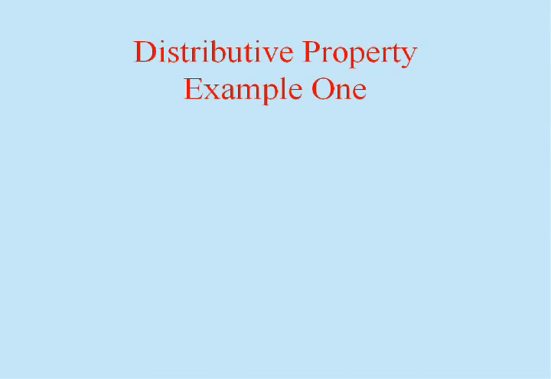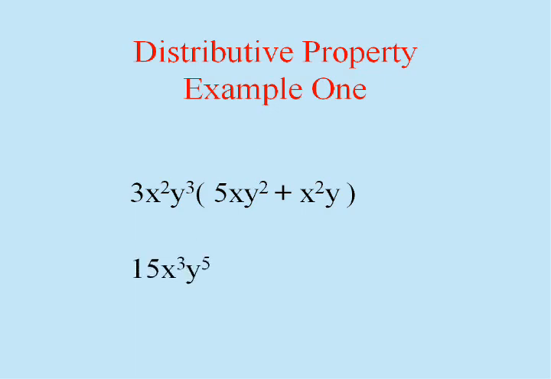Let's distribute this 3x squared y to the third to both of the terms in the parentheses. When I multiply these two, keep in mind that that's an x to the 1st. So I'm going to multiply the numbers 3 times 5, that's 15, x to the 2nd times x to the 1st, I add exponents, and y to the 3rd times y to the 2nd, and I get 15x to the 3rd y to the 5th.